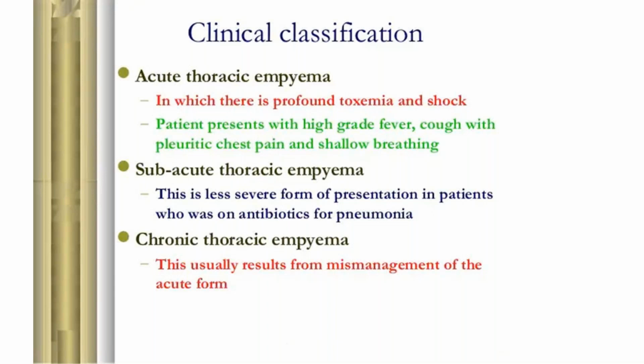Subacute is a less severe form of presentation, in patients who were on antibiotics for pneumonia. Chronic usually results from the mismanagement of the acute form. Many times we encounter the chronic. Many times the patient comes saying, I'm not feeling well, I feel unwell, and sometimes I've got fever, there's loss of appetite. When you do the X-ray, there is whiteness of one hemithorax, and when you tap it, you can see there is pus.